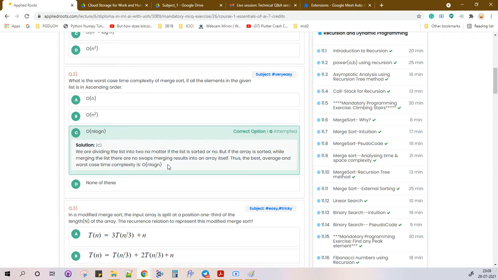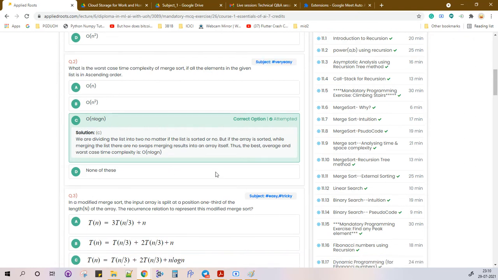How many times will I divide? Log n times, why? Because n would be divided into n by 2, then n by 4, then n by 8, like that. So it is nothing but log n times, and I need to merge them. That merging operation is order of n, every time I need to do merging. So order of n, order of n, order of n, and log n times. So it is nothing but n log n, right? So what is the worst case time complexity? It is n log n again, right?